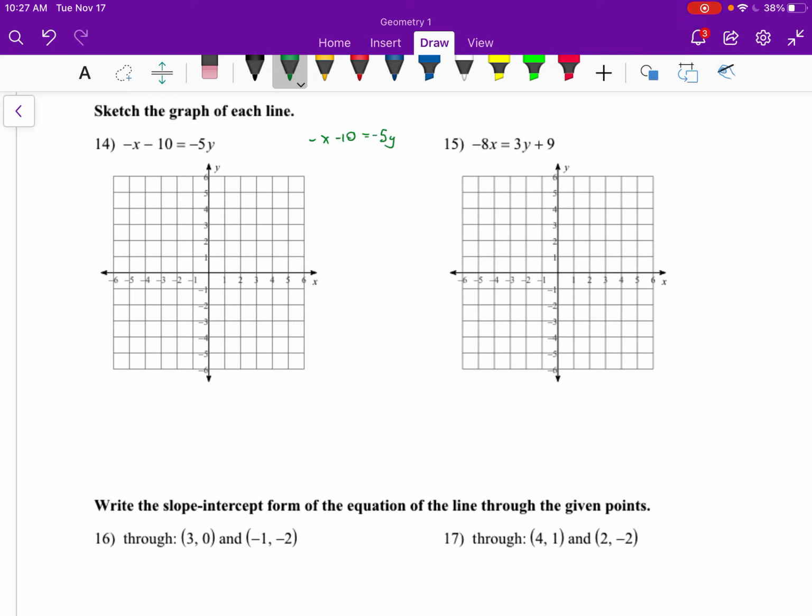All right, so it looks like we can just divide both sides by -5. So that's like dividing each term by -5. And we get, not negative actually, we get 1/5 x plus 2 equals y. A lot of times we like to put the y first.